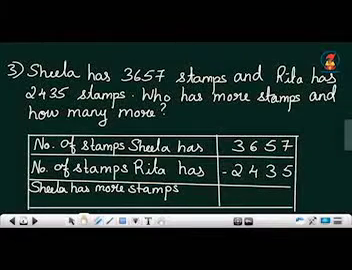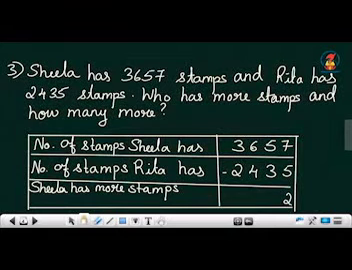7 minus 5, 2. 5 minus 3, 2. 6 minus 4, 2. 3 minus 2, 1. So, Sheila is having how many more stamps than Rita? Sheila is having 1222 stamps more than Rita. Okay.